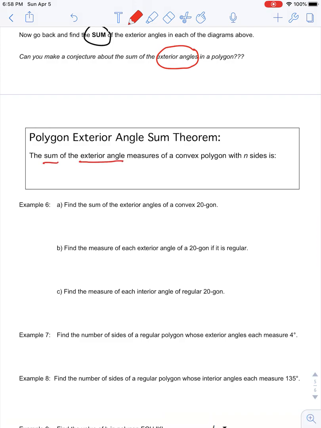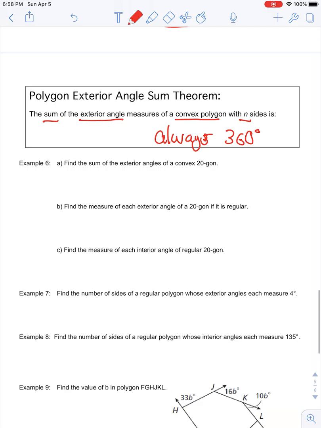What this one tells us is that the sum of the exterior angles of any convex polygon with n sides is always 360 degrees. So the nice thing with the exterior angles is that we don't have to find the sum. We know what the sum will be every time.